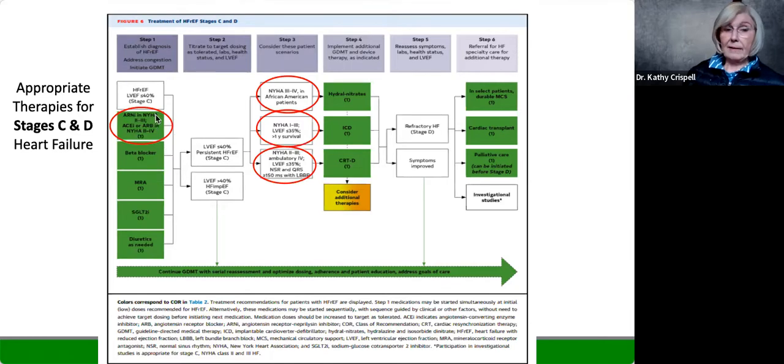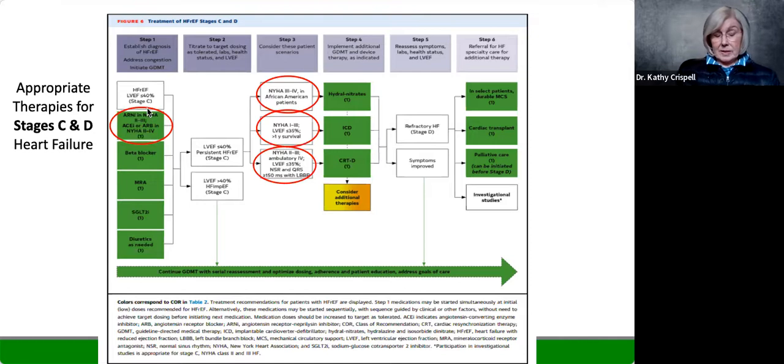And then there's a caveat here. If you see where I've circled, there's this thing, it's called NYHA. That stands for New York Heart Association Functional Class 2 to 3. So if you also are, in addition to being a stage C with an EF of less than 40%, if you also are a New York Heart Association Class 2 to 3, then we have some other considerations as far as drug therapy is concerned.